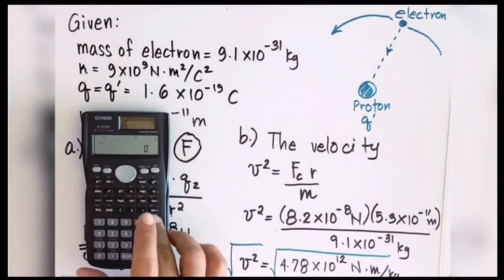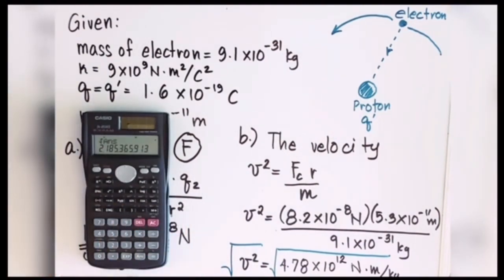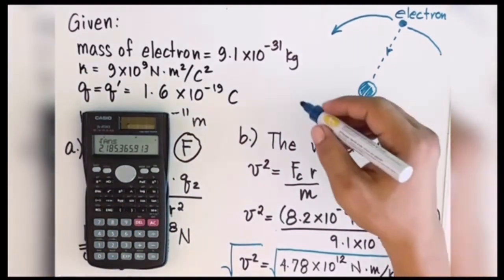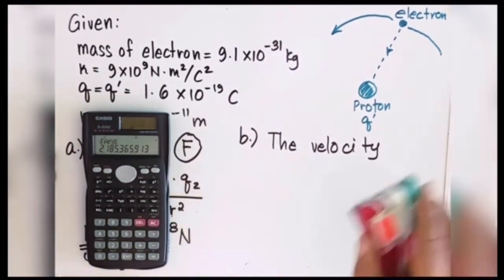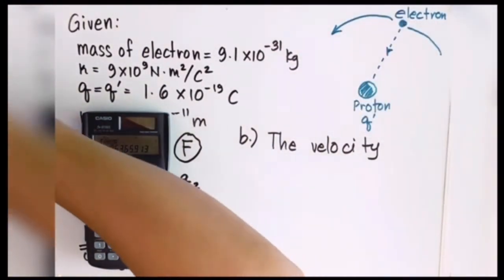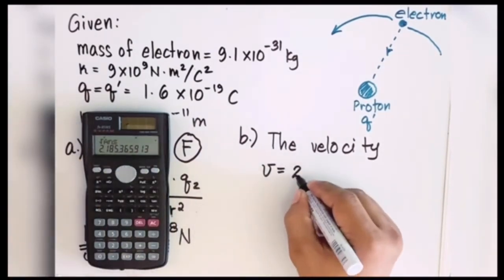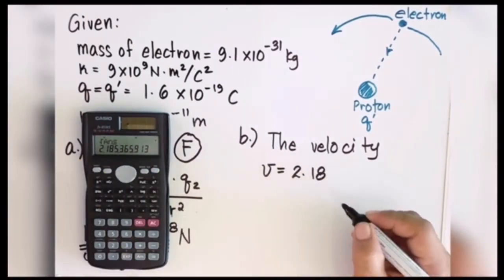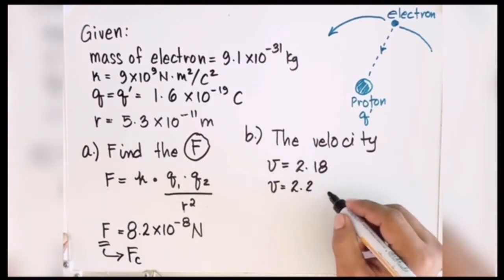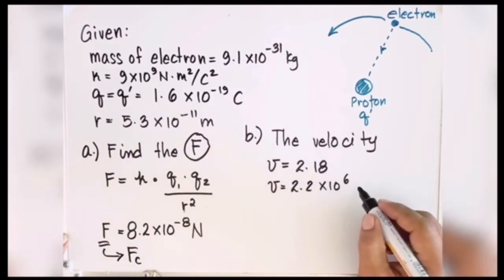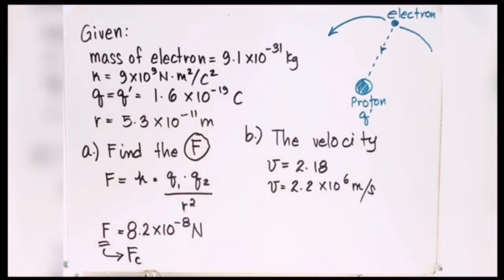So in order to remove the power of 2, we can square root both sides. And so we will transfer the value on top, and the value will be equal to 2.18, or approximately 2.2 times 10 raised to the power of 6 meter per second.